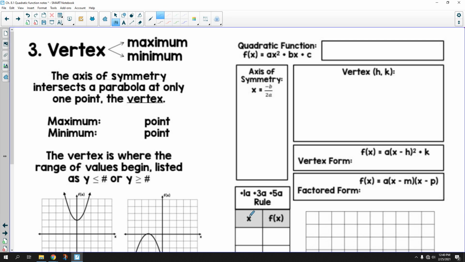Let's get number 3. So on the next page, number 3 says vertex. Now there's 2 types, right? We have the minimum and the maximum. The axis of symmetry intersects a parabola at only one point, which is called the vertex. So we have a maximum. This is known as the highest point, so right here we're going to write highest. And then the minimum is known as the lowest point.